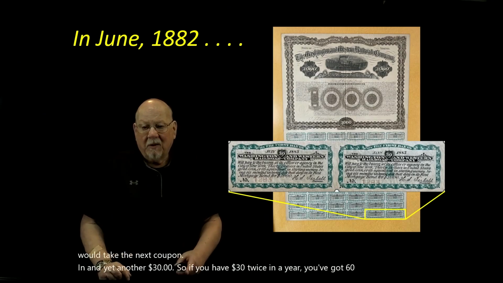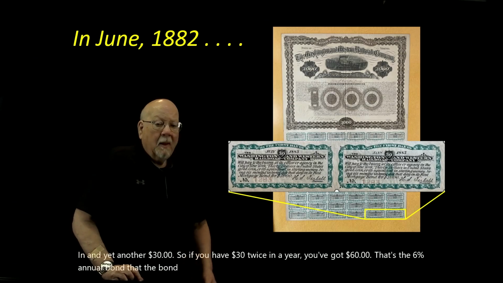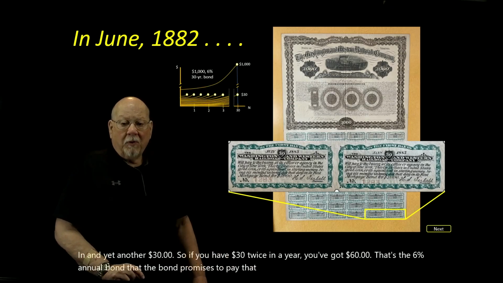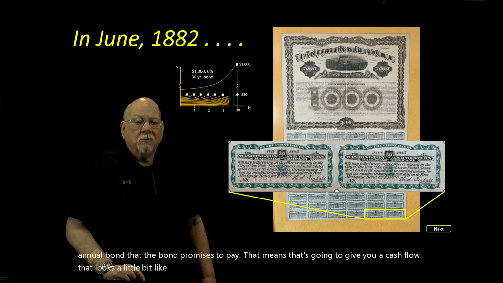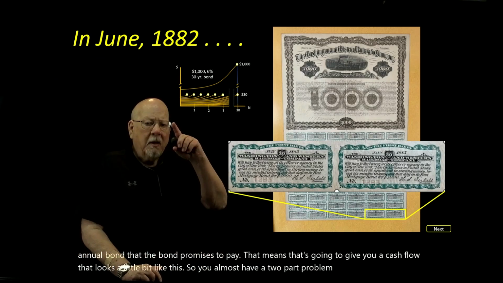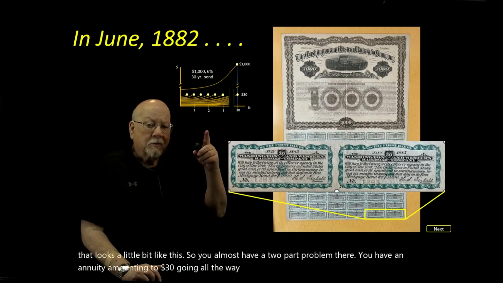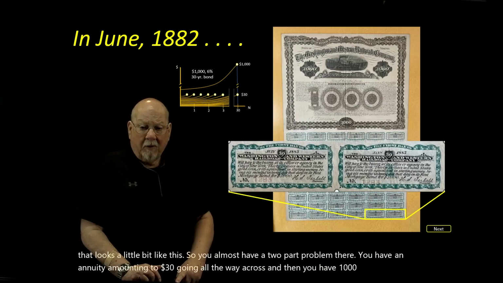That's the 6% annual bond that the bond promises to pay. That's going to give you a cash flow that looks a little bit like this. So you almost have a two-part problem there. You have an annuity amounting to $30 going all the way across, and then you have the $1,000 par value at the very end.